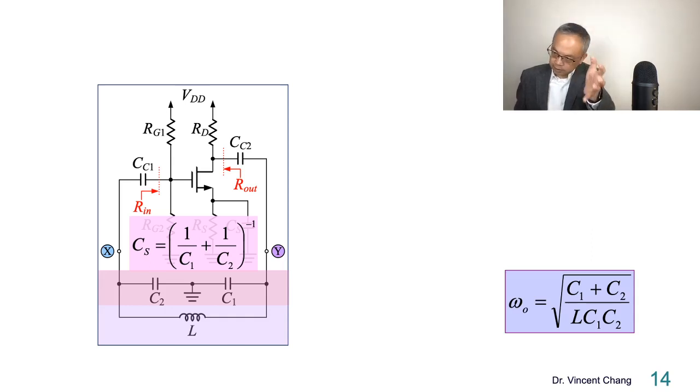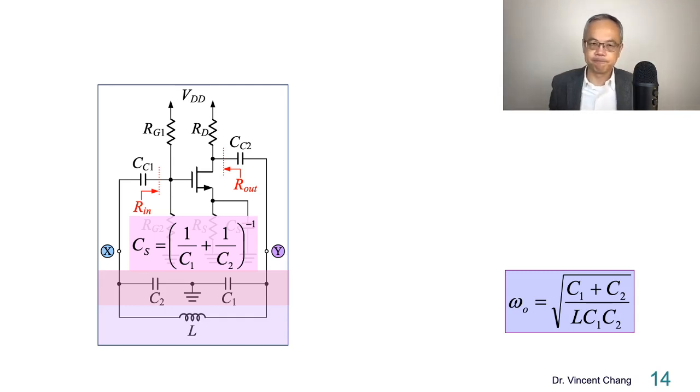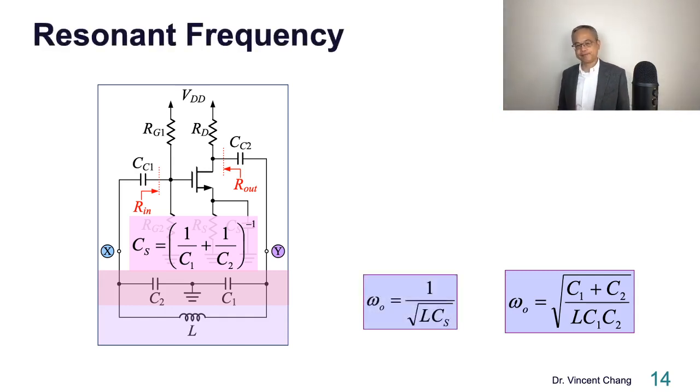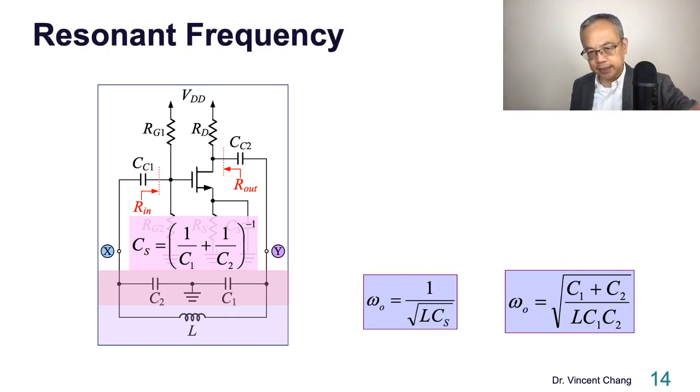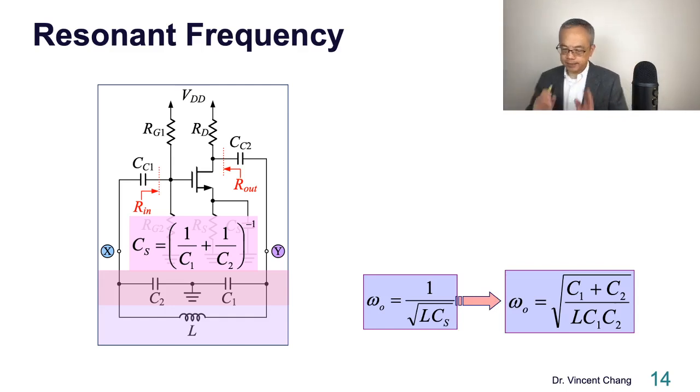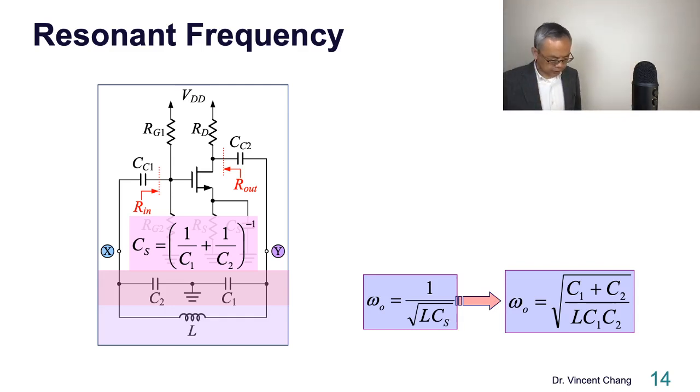So this is the equivalent series capacitance. Then what is the resonant frequency? It's 1 over square root of L, and then C what? CS. And if you plug the CS into this equation, you will see they are exactly the same. So the frequency of oscillation coming from the Barkhausen phase criterion is equivalent to the resonant frequency of the LC network.